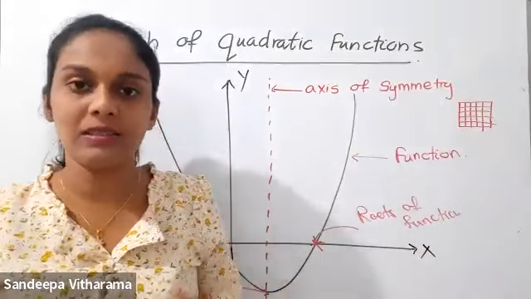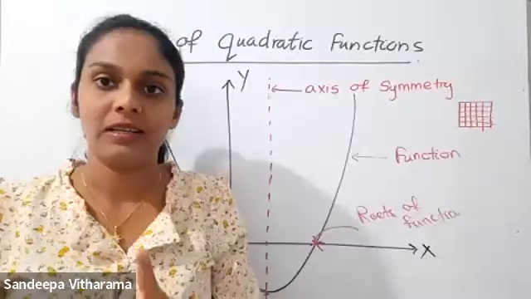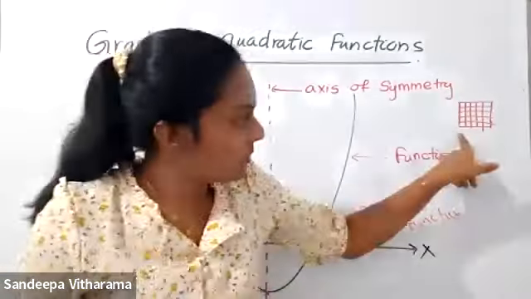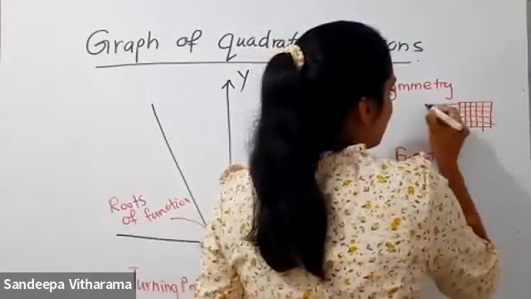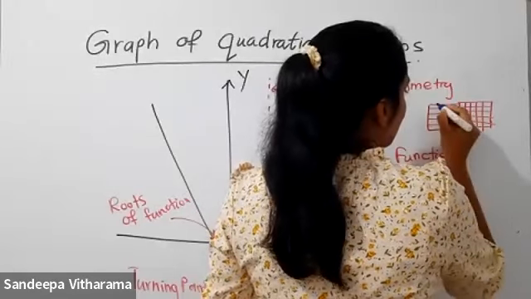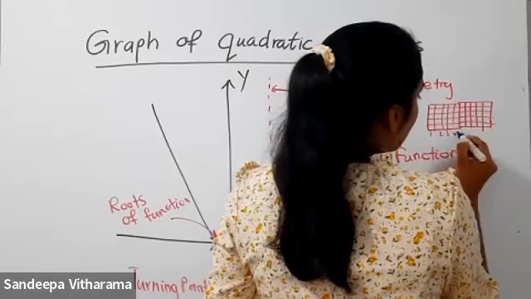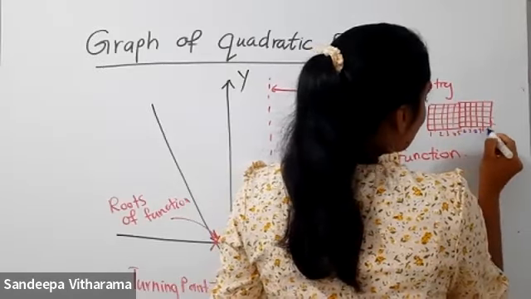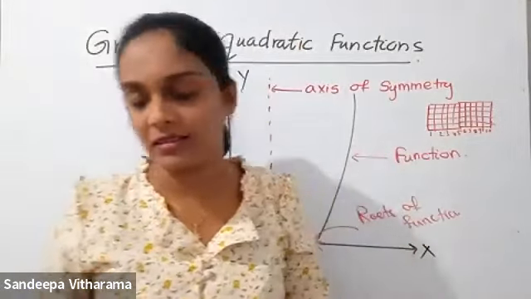Then it says take 10 small units as one unit here. The meaning of that is you have to take two small squares like this, because it consists of 10 small squares. That means 1, 2, 3, 4, 5, 6, 7, 8, 9, 10. So you have taken 10 small squares as 1 unit.